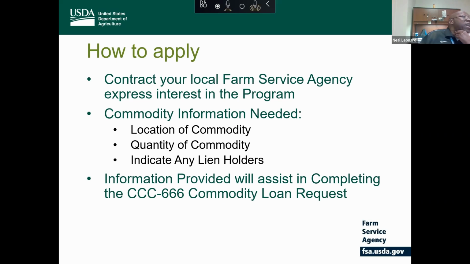Contact your local Farm Service Agency. Express interest in the program. Commodity information needed: location of commodity, quantity of commodity, and indicate any lien holders. Information provided will assist in completing the CCC-666 commodity loan request.